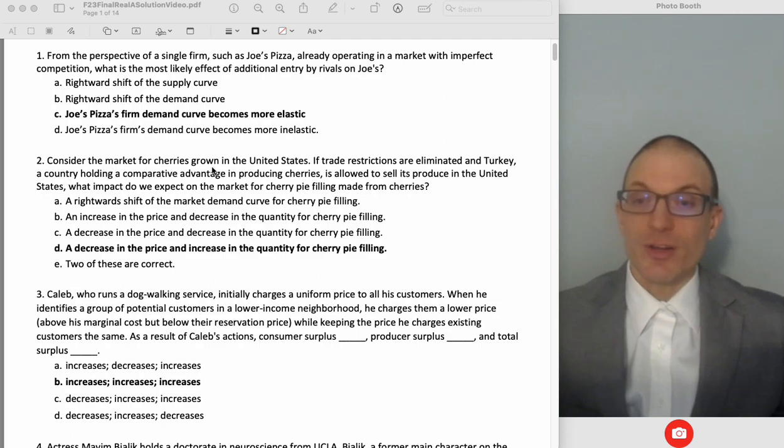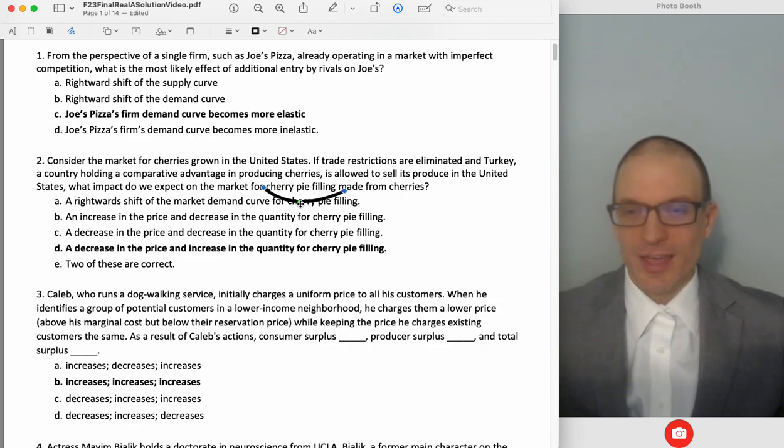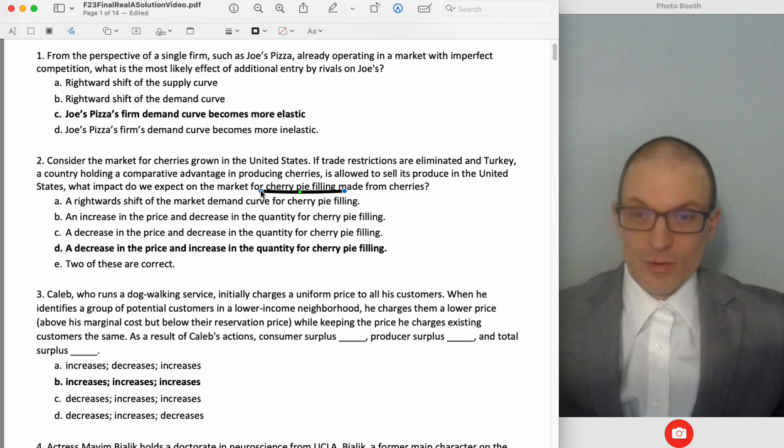All right, consider the market for cherries grown in the United States. If trade restrictions are eliminated in Turkey, a country holding a comparative advantage in producing cherries is allowed to sell its produce in the U.S., what do we expect on the market for cherry pie filling made from cherries? That was a bad way to underline. Okay, so we want to pay attention to which market. I thought I had the highlight thing, actually, so whatever.